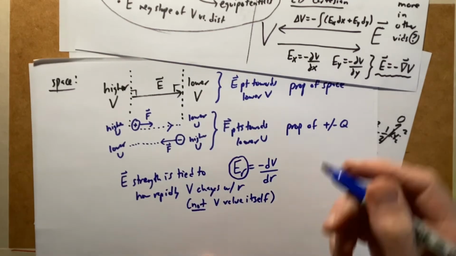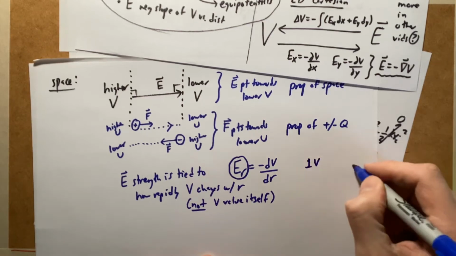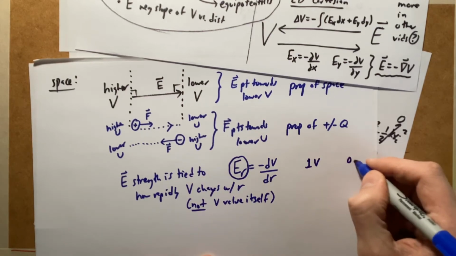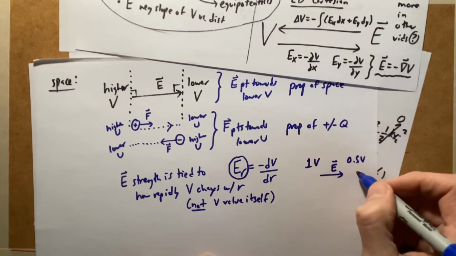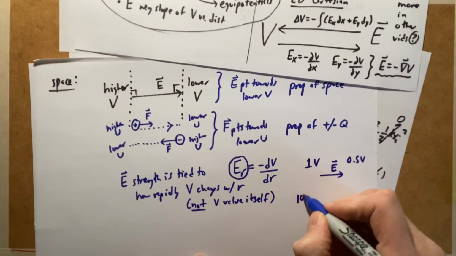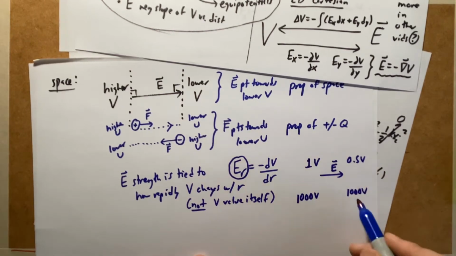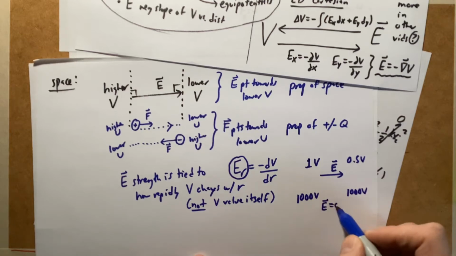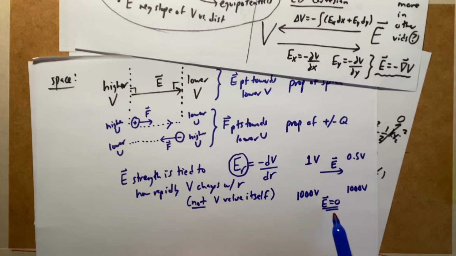Just to give you an idea, let's say I have some region of space where the voltage is 1 volt, and over here where the voltage is 0.5 volts, the electric field will point towards lower voltage. There will be an electric field. If over here this is 1,000 volts, and over here this is also 1,000 volts, you might think, wow, big voltage. Well, the electric field is 0, okay? The electric field likes to point towards lower voltage. Here there's no lower voltage to point to. It says, well, I don't have anywhere to point, so I'm just going to shut off, okay? The electric field is 0.